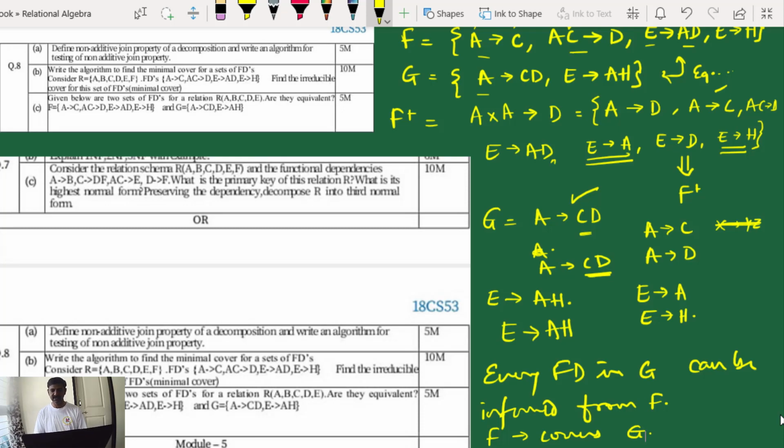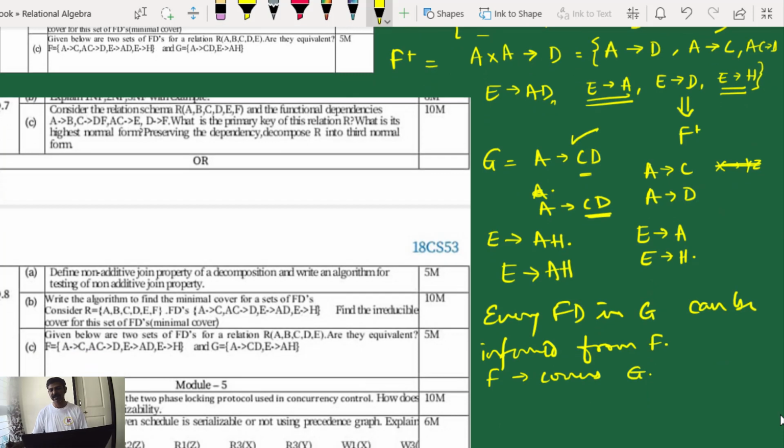F covers G. Okay. Now that's the first part. And we can define minimal cover also. Minimal cover means what is the minimal set of FDs which are required to cover G. So here we saw we require this FD, this one, we require these two. So only these four FDs are required to prove that F covers G. So this is the minimal cover. Other FDs are not required. Okay, so you have a concept of minimal cover also.